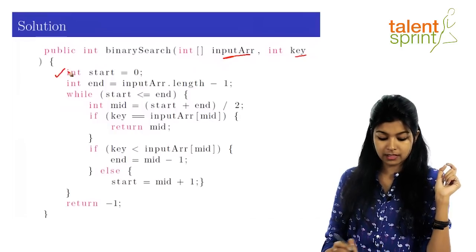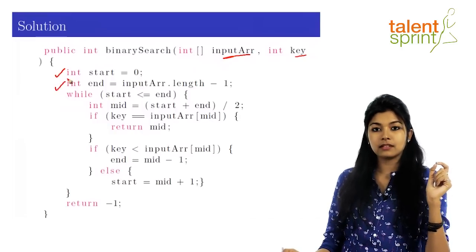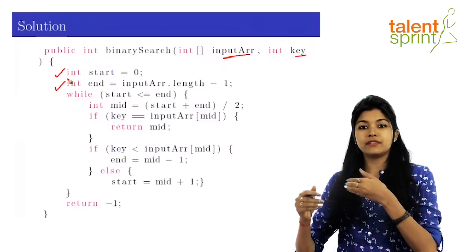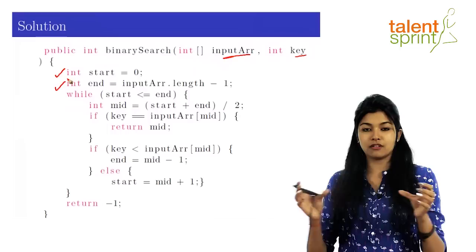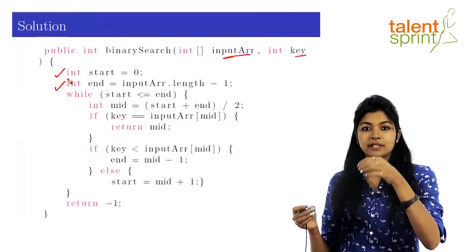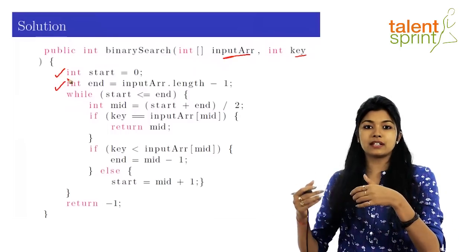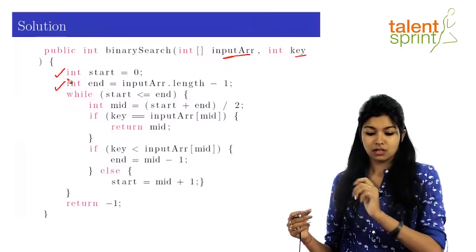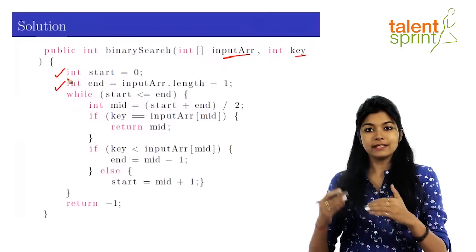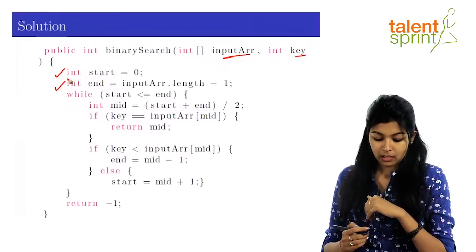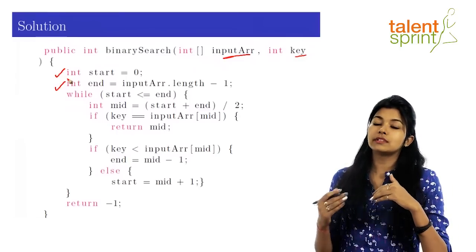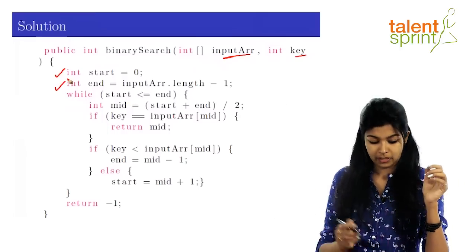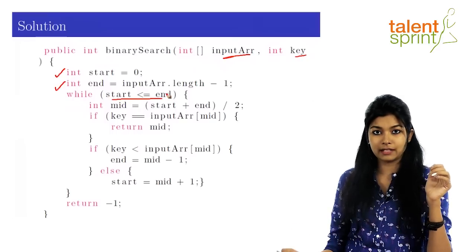So start is initialized to 0, end is array length minus 1, and the middle element will keep on changing in every iteration. So in the first iteration of size 9, the middle element would be something else. Now in the next iteration, depending on which half we have to search, our middle element would change. So that we will initialize inside our while loop. Now the while loop will continue till the start of the array is less than the end of the array. So that condition we have mentioned in our while loop.